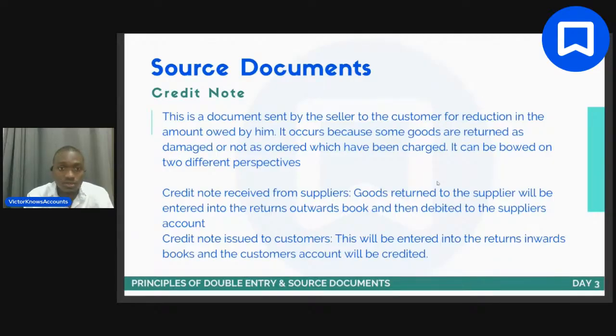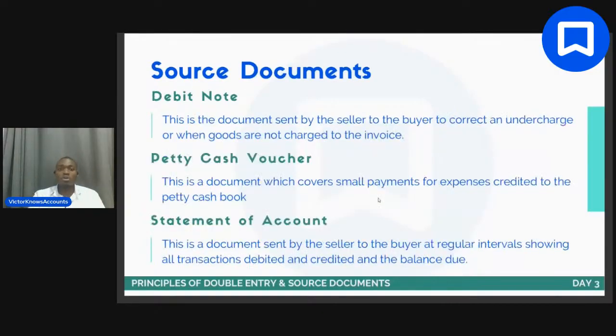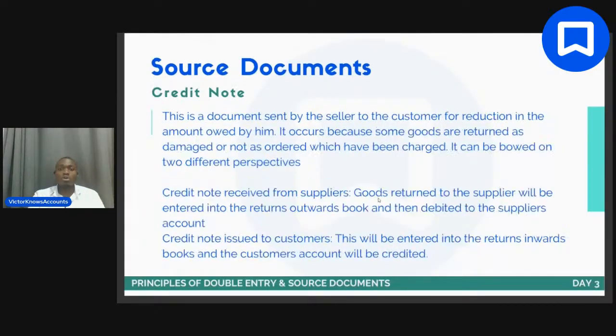All right. Now, the credit note is a document that is sent by the seller to the customer for reduction in the amount owed by him. Please pay attention to that. Who sends this document? The seller. And he sends it to who? To the customer. So picture a credit note like an invoice. An invoice is always sent by the seller to the buyer. So also a credit note is always sent by the seller to the buyer.